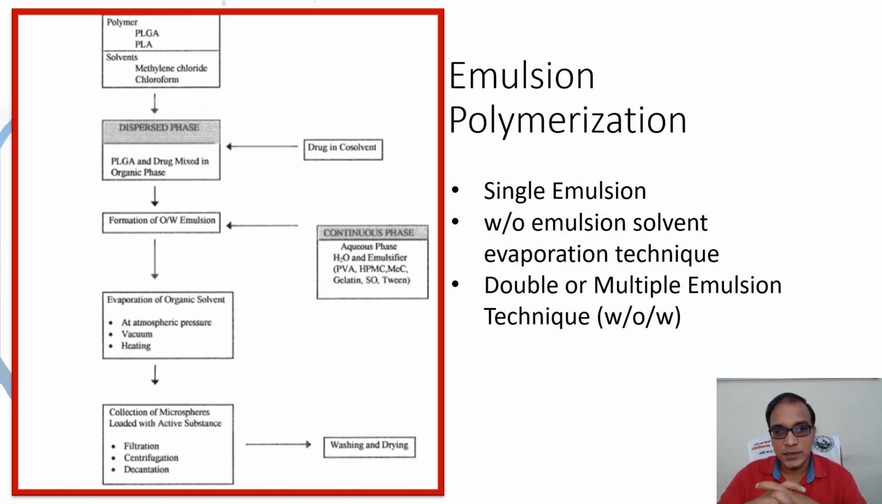So evaporation of organic solvent is needed in the next step. You can do it at atmospheric pressure, or by applying vacuum or heating, and then the next step is collection of microspheres loaded with the active drug. You can do it by filtration, centrifugation, or decantation, and then you will wash it and dry it, and the microspheres will be collected.